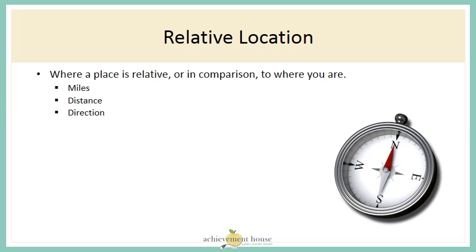Relative location is the other way to identify where a place is on Earth. Relative location is where a place is relative or in comparison to where you are. So we talk about relative location in terms of miles from one place to another, distance, and what direction we have to move.